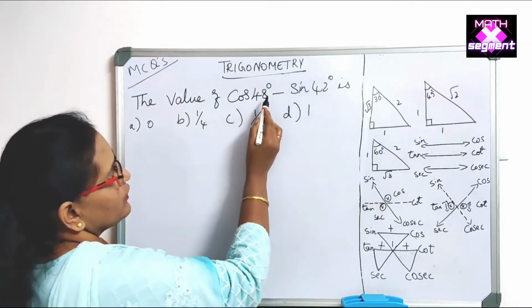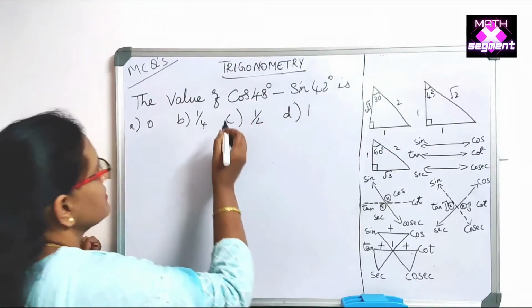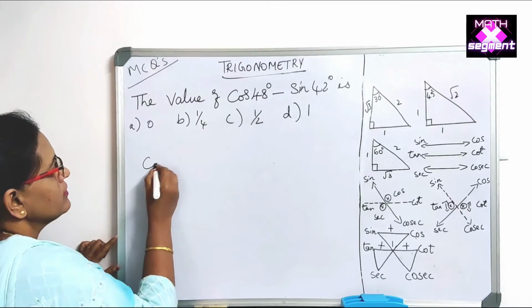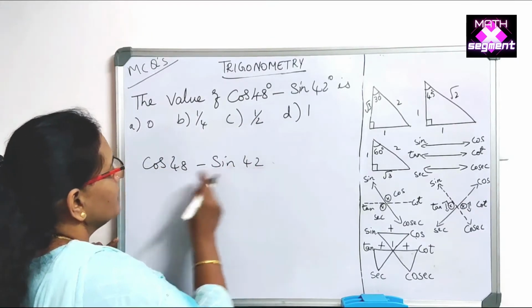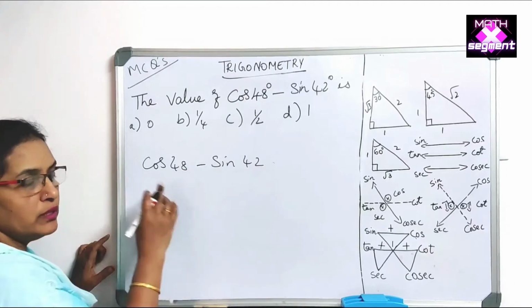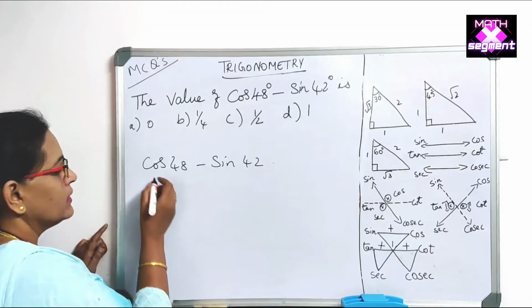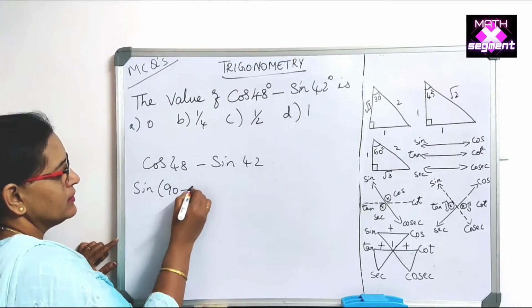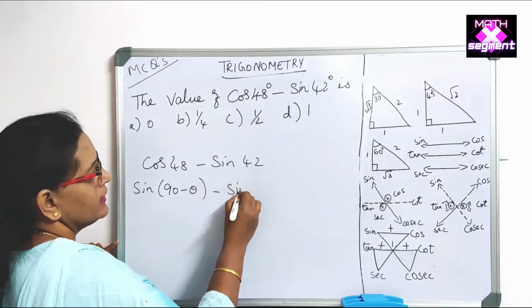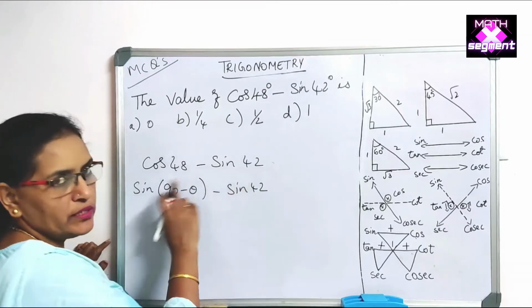The value of cos 48 minus sin 42 is. So here they have given cos 48 minus sin 42. So in these two, I can convert one into complementary angle. So now suppose if it is cos, I can write as sin 90 minus theta, and I'll keep this sin 42 as it is. Any one you can change.